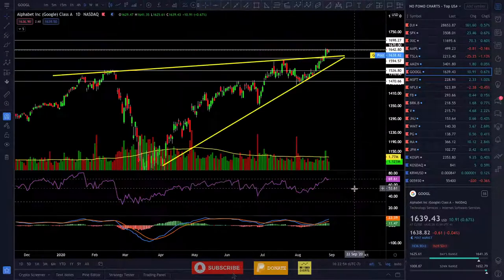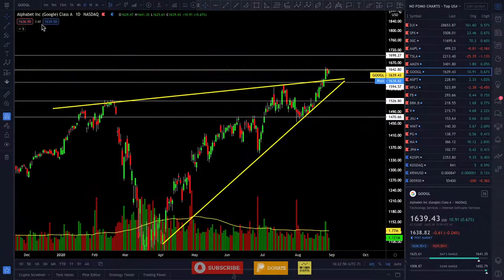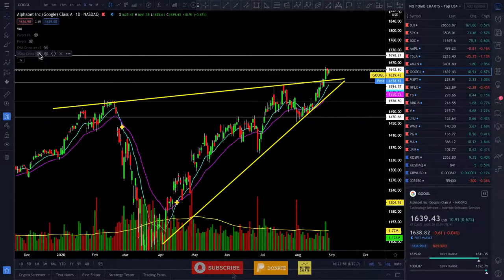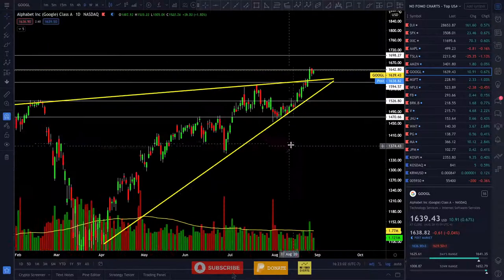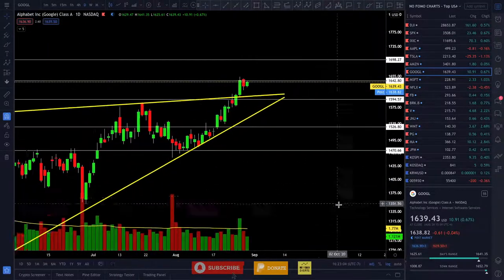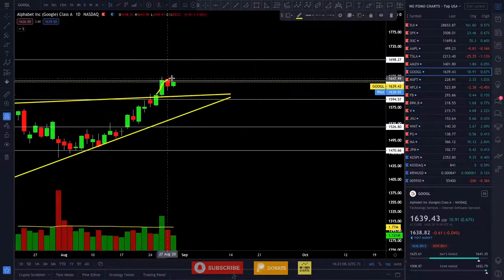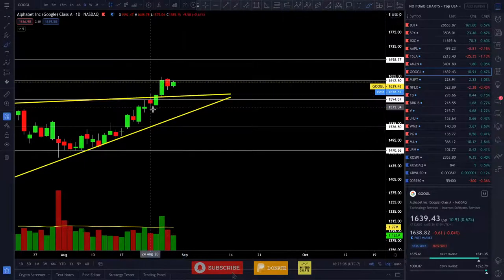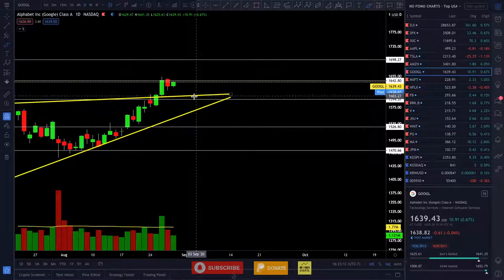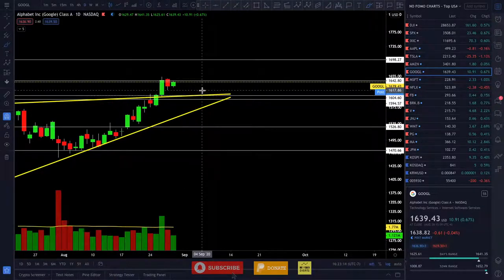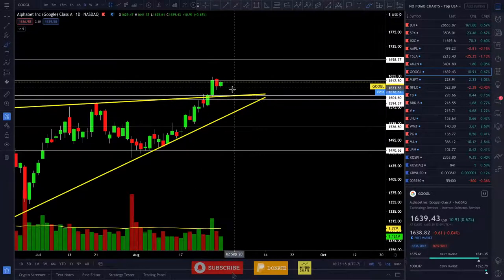Okay, not as bad as Amazon, right? Or Apple in terms of the momentum loss. But again, it could totally pull back down here just to follow suit and retest. Boom, like this. Right? Boom, 1610. Interesting spot. 1610, interesting spot.